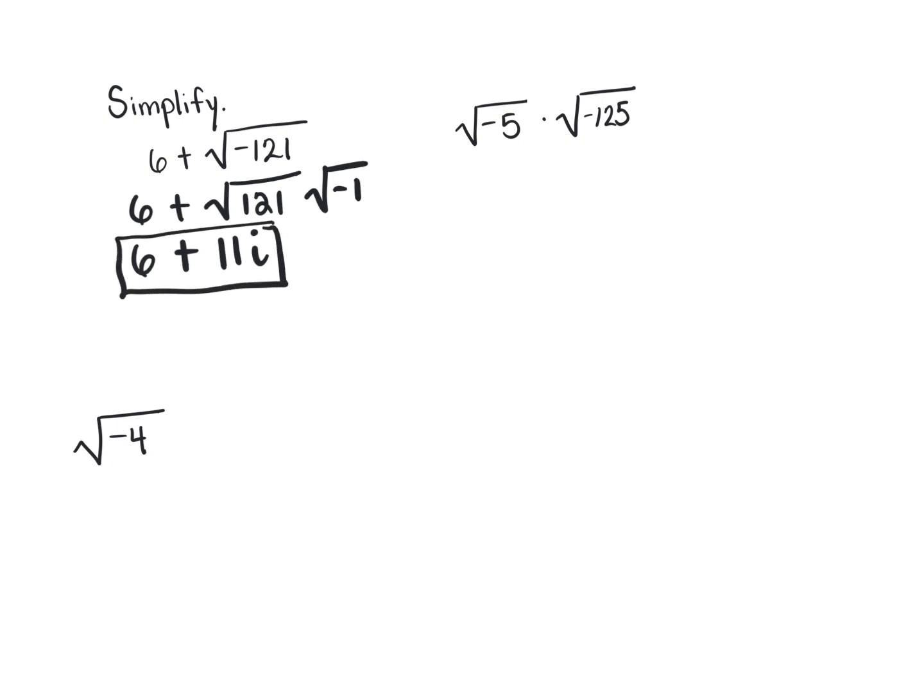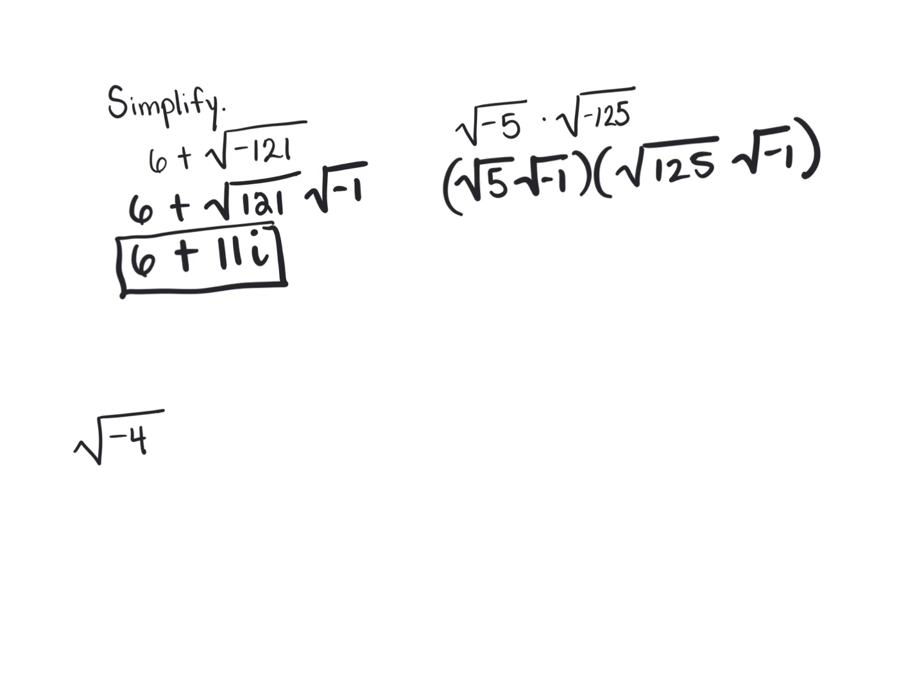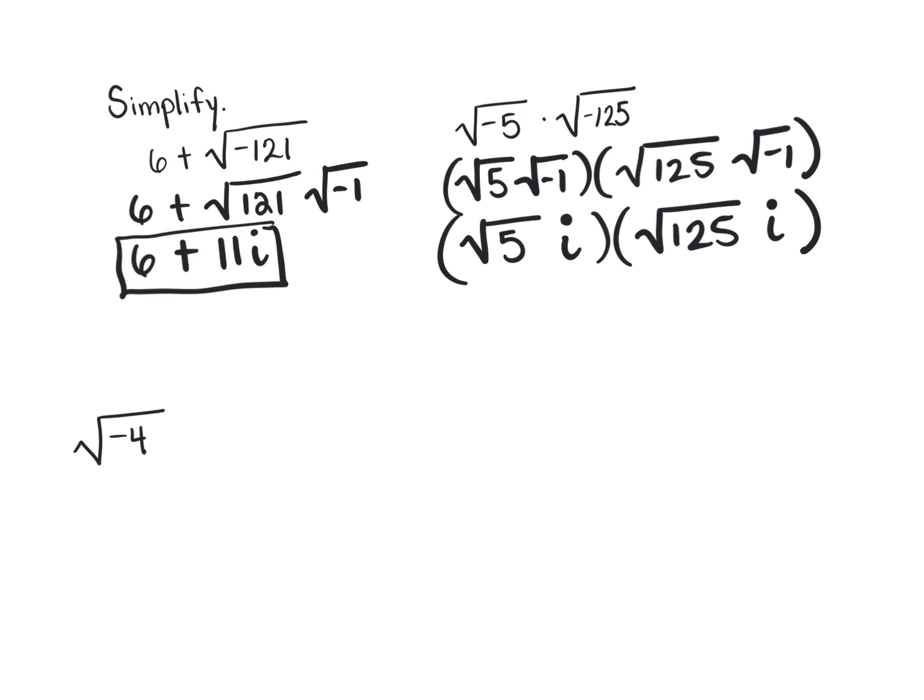Okay, in the second one, I have the square root of 5 times the square root of negative 1. And then I'm going to multiply that by the square root of 125 times the square root of negative 1. So in this case, I'm going to have the square root of 5i. The i does not go under the radical. Be very careful as you write that. And then over here, I'm going to have the square root of 125. And it also will have an i beside it.